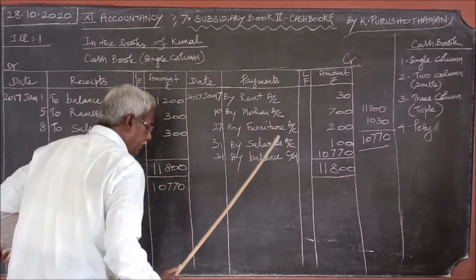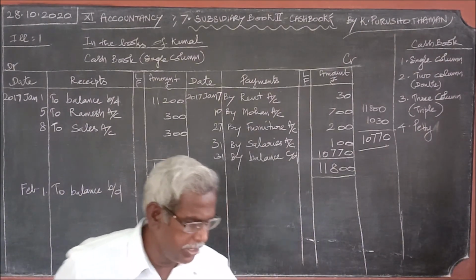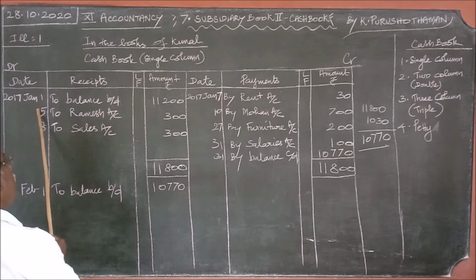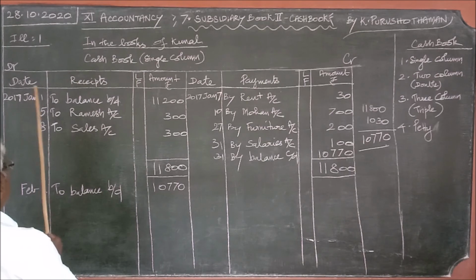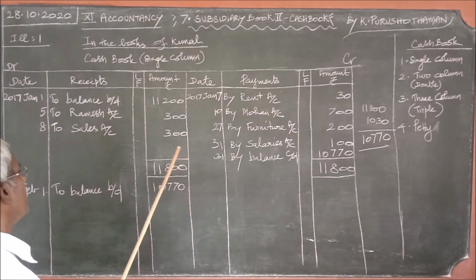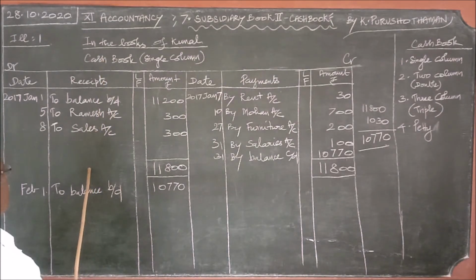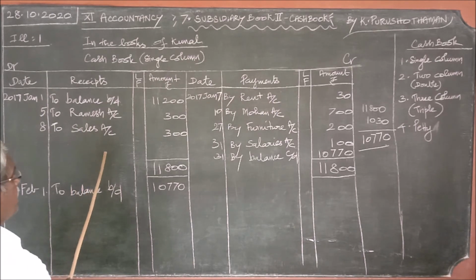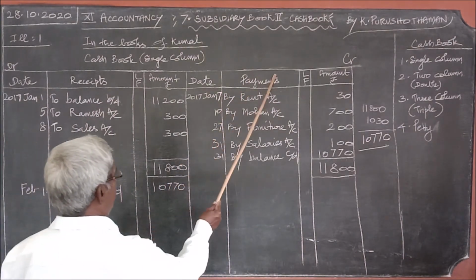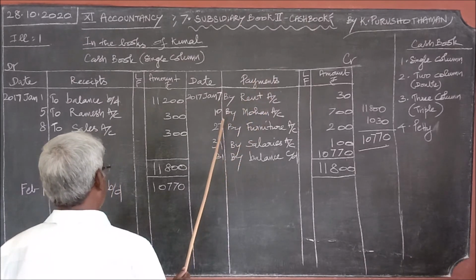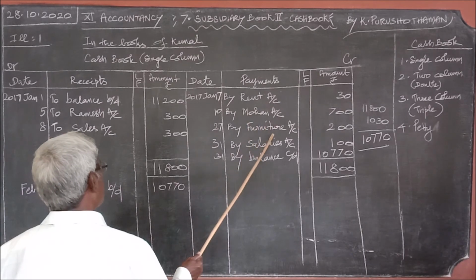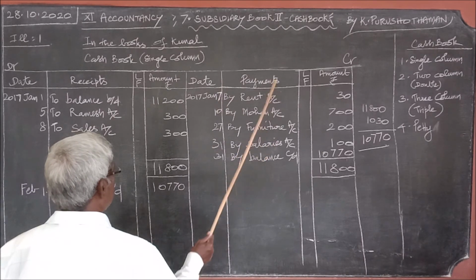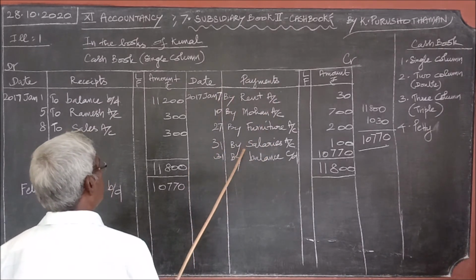Whenever the balance of cash in hand and cash at bank is given, we should write to balance brought down on the receipt side, on the very first day of the accounts, 2017, January 1st. Afterwards, whatever is received, we should write on the receipt side: received from Ramesh. When goods are sold, he received the cash because it is cash sales. Paid for rent, paid to Mohan, purchased furniture for cash are payments. Therefore, it is a cash transaction, it is payment. Then paid salary, it is payment. So these are all four payment items we have written.